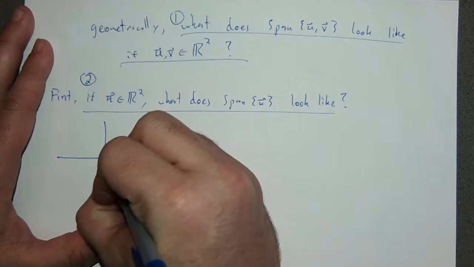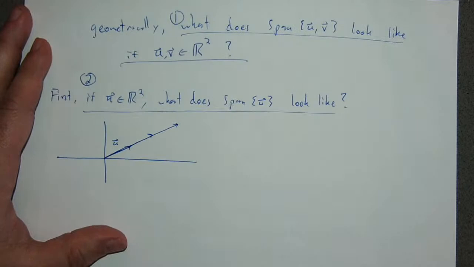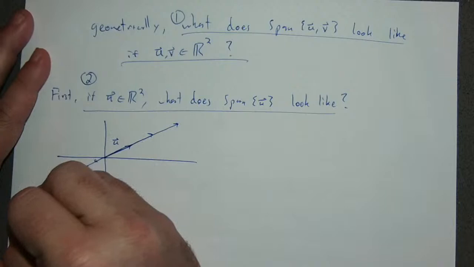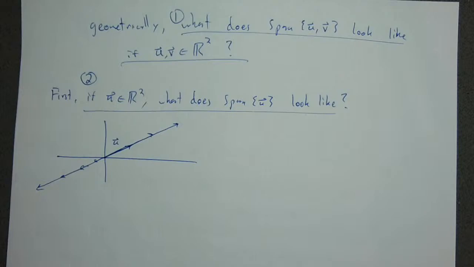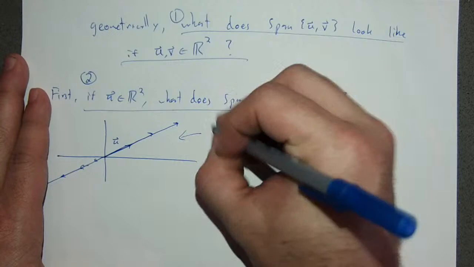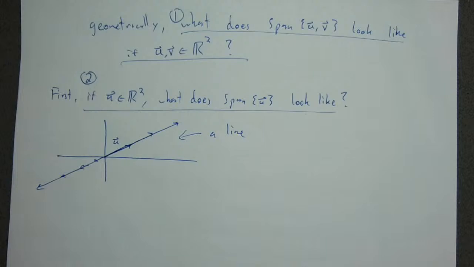So there are some scalar multiples of u, here are some others. So what is this actually? Well, this is a line. Do you notice anything wrong that I did, though?